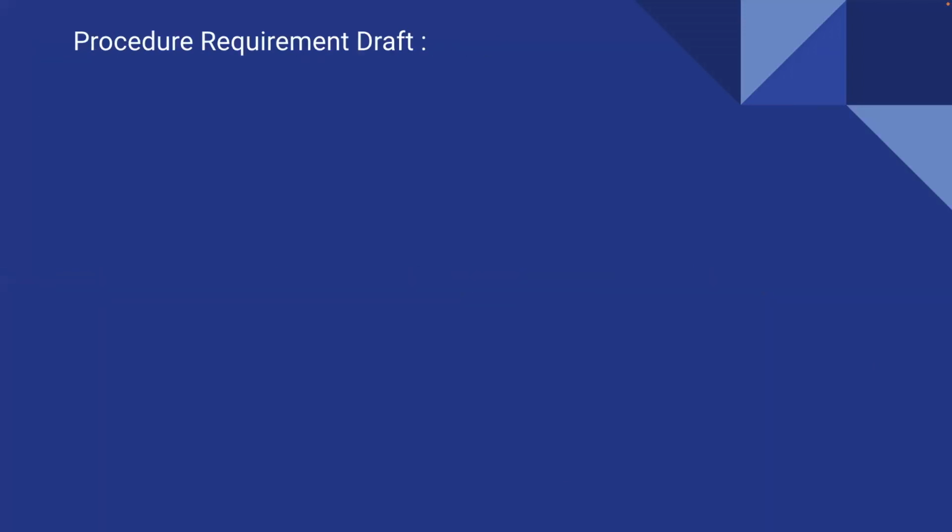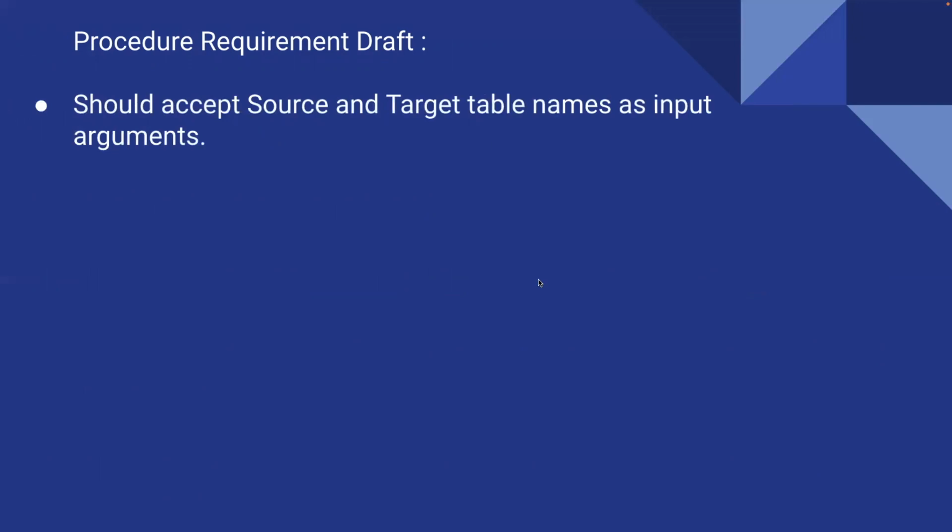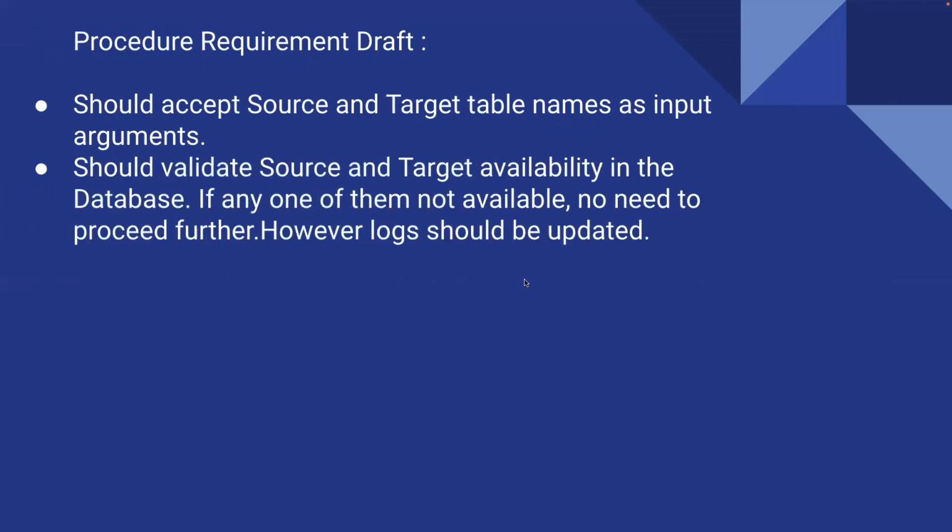This stored procedure will satisfy the following requirements. The first one is it will accept source and target table names as input parameters. If you pass a source table name which is not available in the staging schema, then it will throw an error, and vice versa. If you pass a table name which is not available in the target, then also the stored procedure should throw an error, and that error should be logged into the log table.